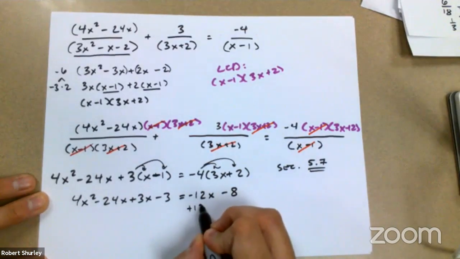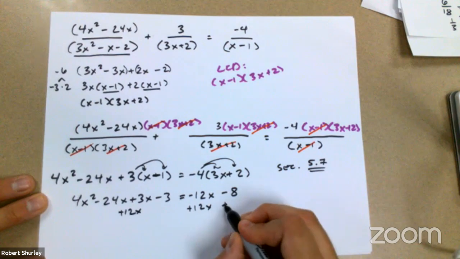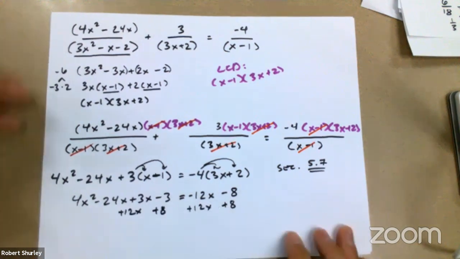So I'm going to move the 12x over here, and I'm going to add all 3 of these x terms together. And then I'm going to add 8. Now I'm going to finish.